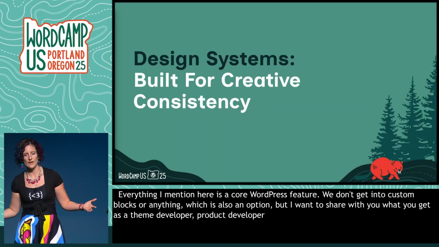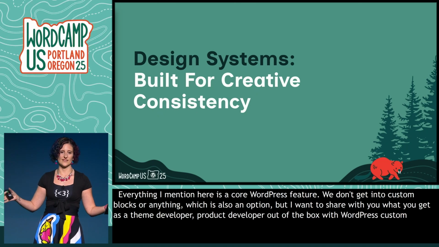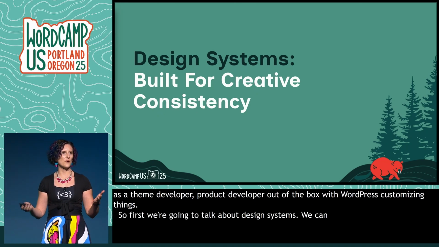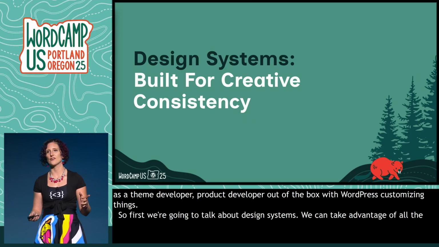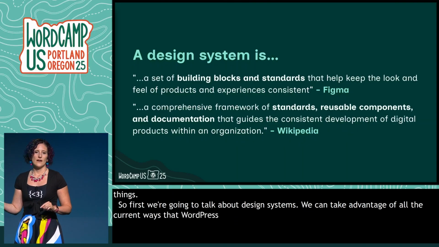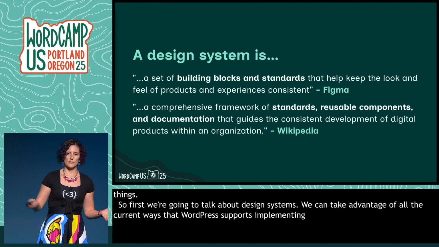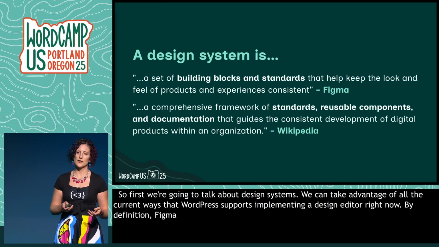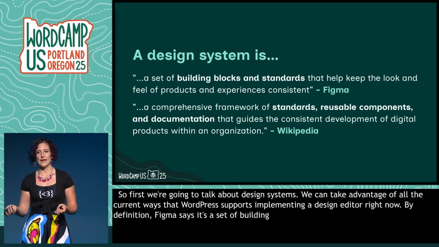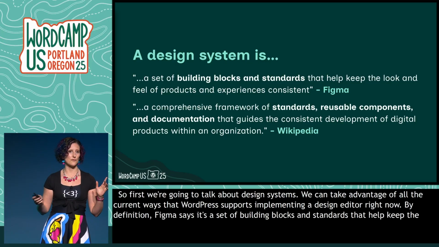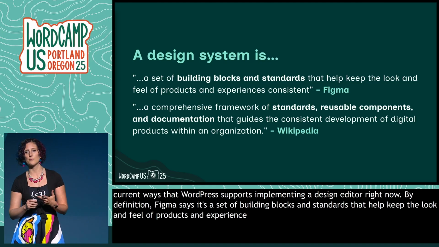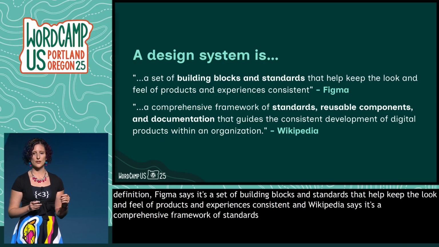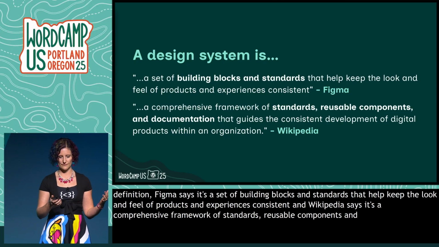So first, we're going to talk about design systems. We can take advantage of all the current ways that WordPress supports implementing a design system within the editor right now. By definition, a design system is, well, Figma says it's a set of building blocks and standards that help keep the look and feel of products and experiences consistent. And Wikipedia says it's a comprehensive framework of standards, reusable components, and documentation that guides the consistent development of digital products within an organization.